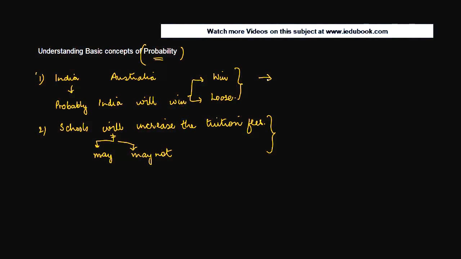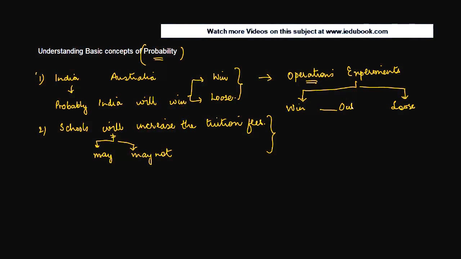Each of these operations which can produce certain results are known as experiments. So in this case the experiment is whether or not India will win. But the possible outcomes, that is in this case whether it will win or lose, is known as an outcome of an event.